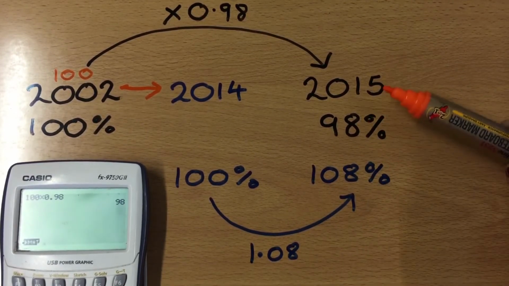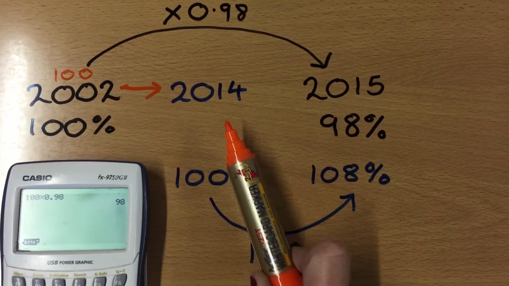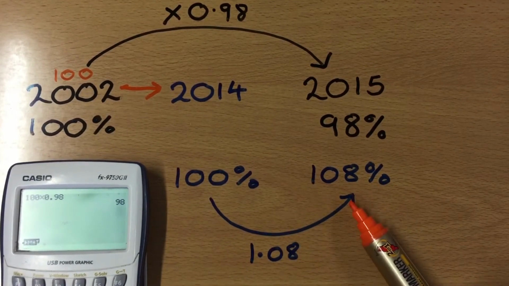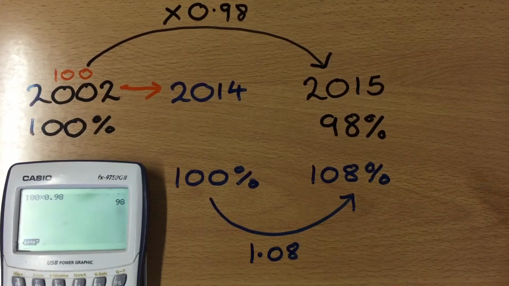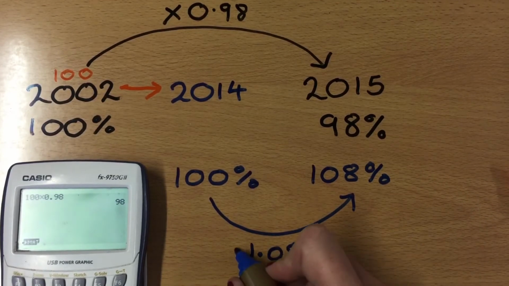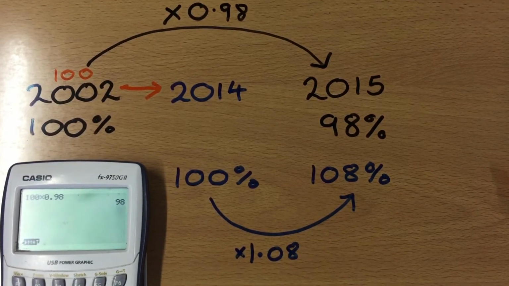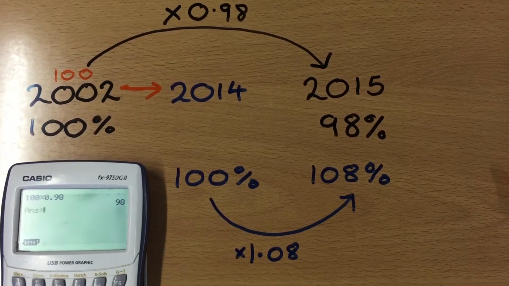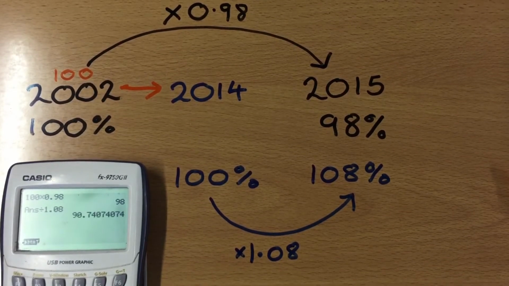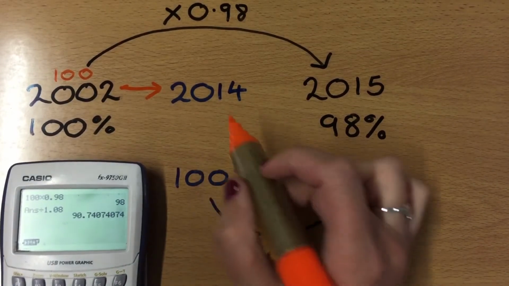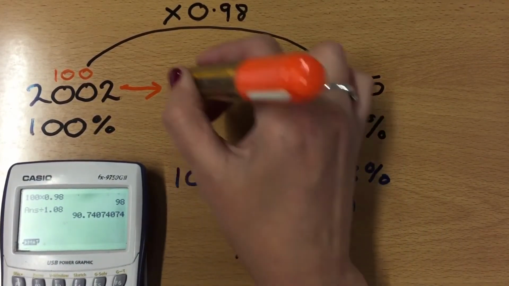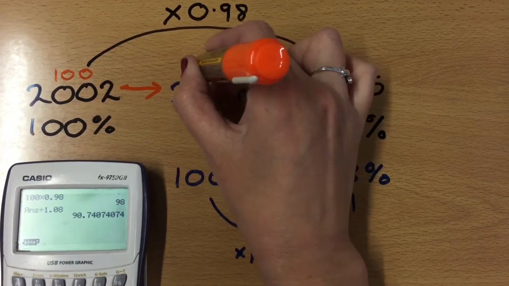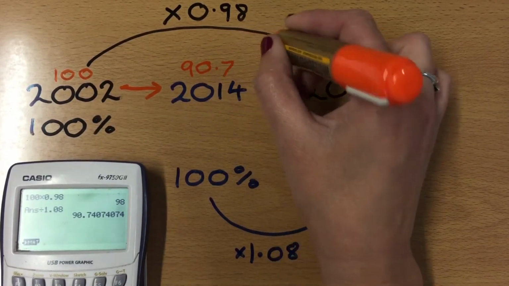So then we need to go the step back to 2014. To take that step back, going forwards in time, we times. So going backwards in time, we will divide. So what we end up with is 90.7.